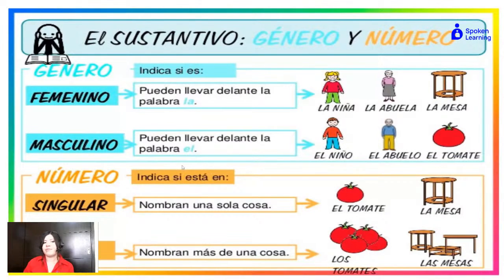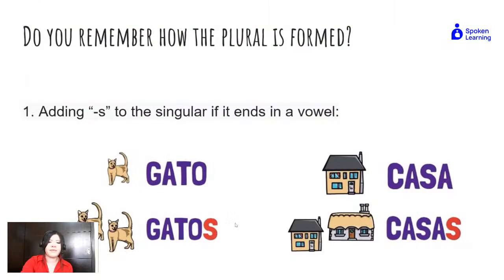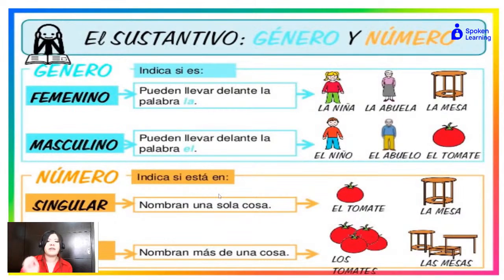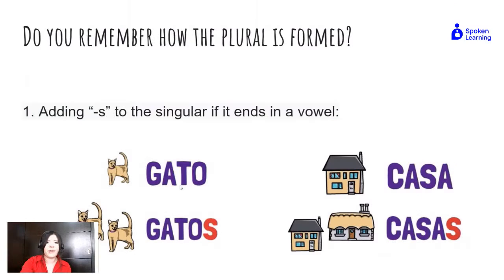Ahora, ¿qué pasa con el número? So, what happens with the number? How do we identify singulars and plurals? Y ya vieron, aquí tenemos algunos ejemplos. So, singular. A word is singular when we talk about only one object, and we have a plural when we talk about many objects. Como puede ser aquí el tomate. We have one tomato, el tomate o los tomates. It's plural. También tenemos la mesa, es una, y las mesas, es el plural.